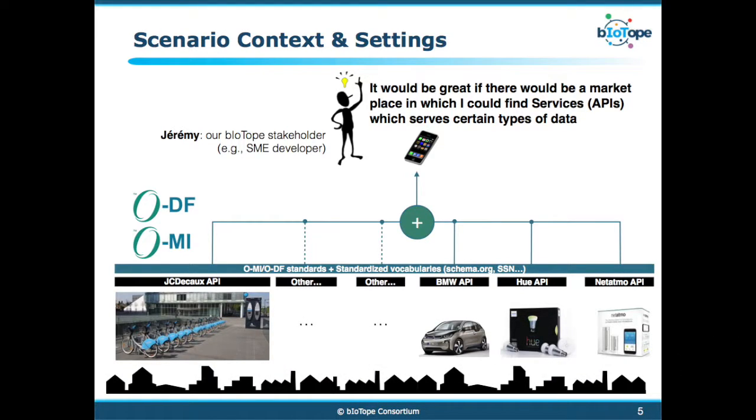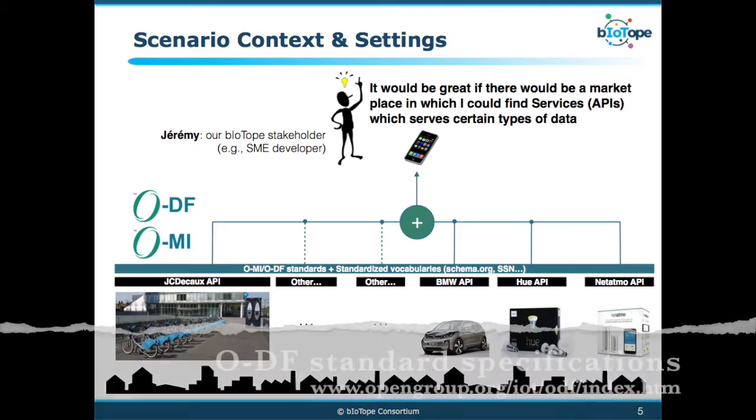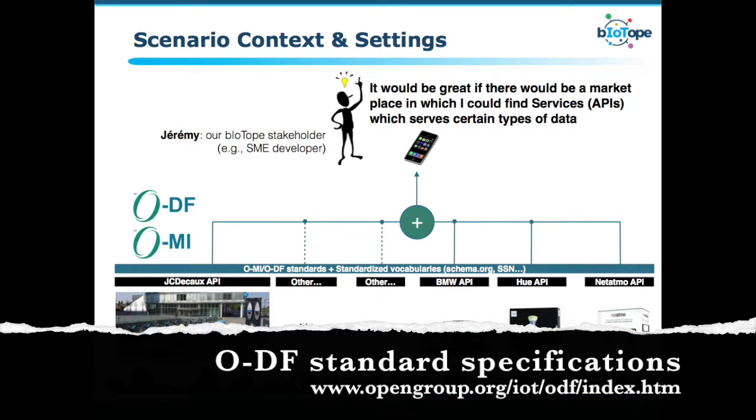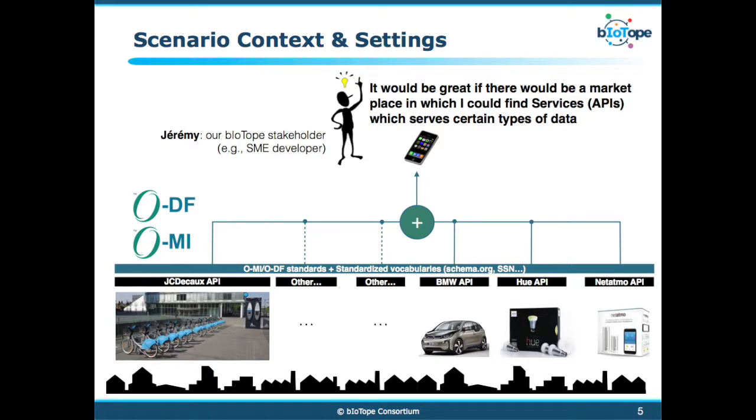The bIoTope Service Marketplace also provides a basic and generic way to describe services thanks to the ODF standard, standing for Open Data Format. This standard can be combined with more elaborate vocabularies, either domain independent, such as schema.org and SSN, or with domain-dependent vocabularies such as Daytech2 or MobiVoc, which focus on smart mobility applications.